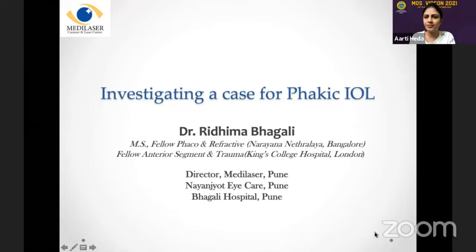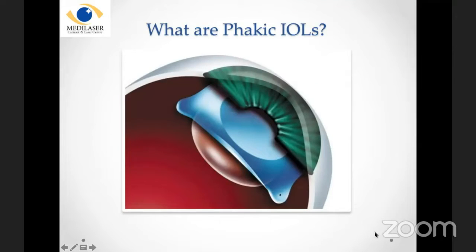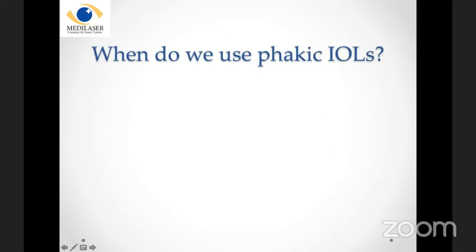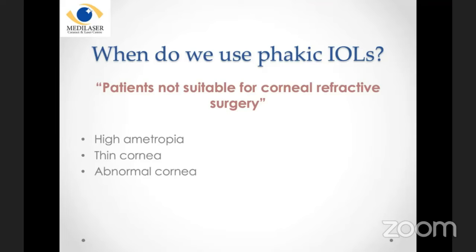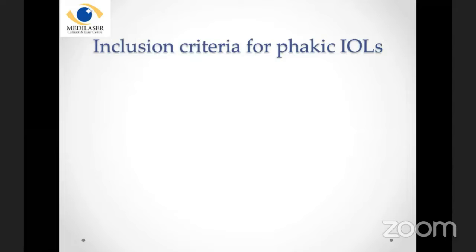So phakic IOLs are lenses that are placed in a phakic eye where the natural crystalline lens is already present. When do we use phakic intraocular lenses? When the patient is usually not suitable for corneal laser procedures. Either the refractive error is too high, or the corneal thickness is insufficient, or the topography is suspicious, or the predicted post-operative K is either too steep or too flat. So rejects for corneal laser are usually the candidates for phakic intraocular lenses.